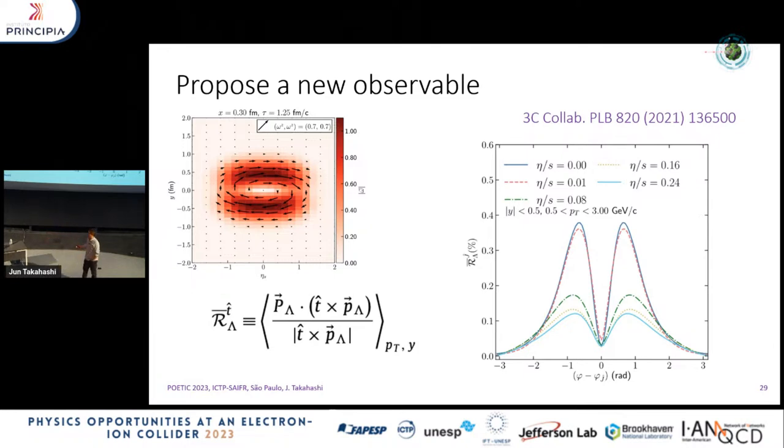This is a very cool idea because now you can show how the medium is responding to the interaction of the jet with the medium, right?